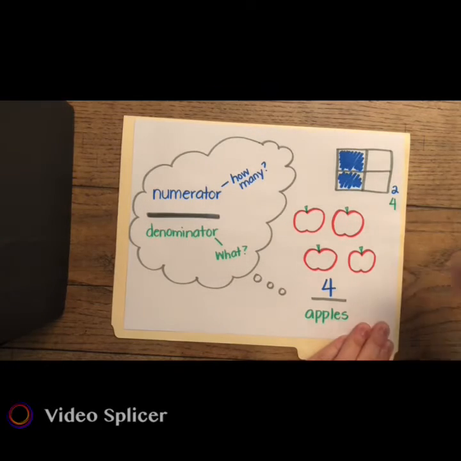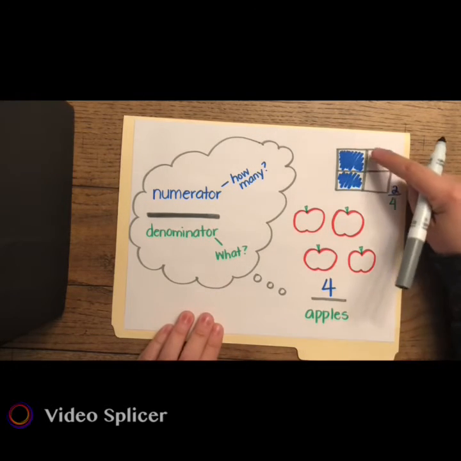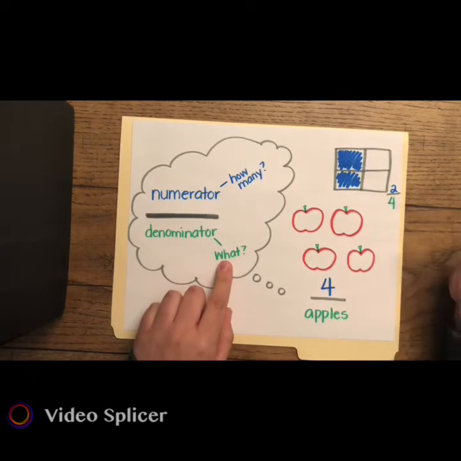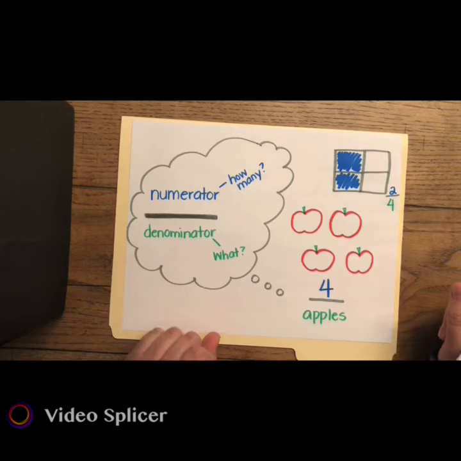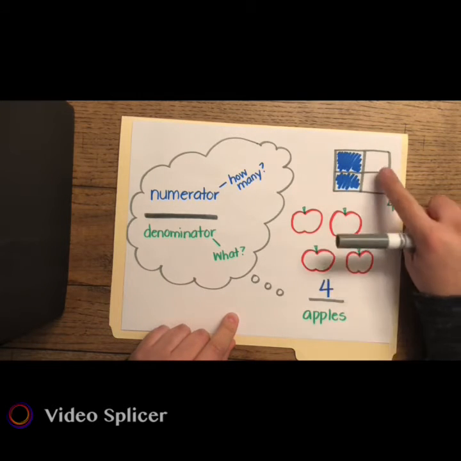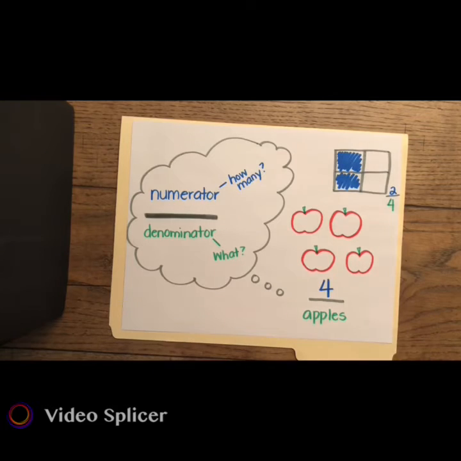fourths. Because out of my how many pieces are shaded? 1, 2. And what is this piece cut into in equal parts? 1, 2, 3, 4. So this fraction represents 2 fourths.